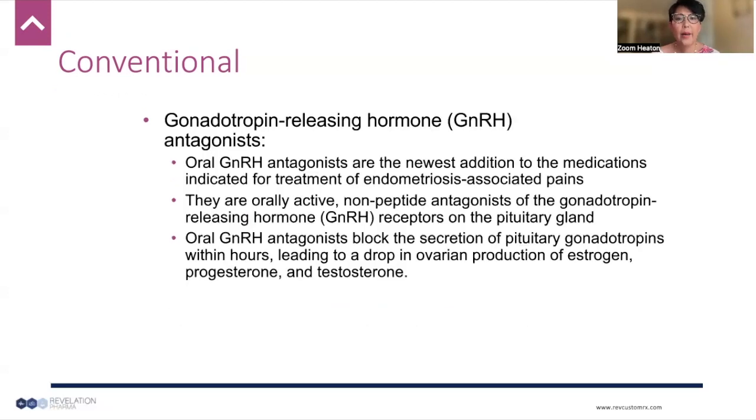So here we have the gonadotropin releasing hormone antagonists. They're a newer addition to the medications that are indicated for endometriosis-associated pain. They're orally active, non-peptide antagonists of the gonadotropin releasing hormone receptors on the pituitary gland. And these antagonists block the secretion of pituitary gonadotropins within hours, leading to a drop in ovarian production of all of your vital hormones, estrogen, progesterone, and testosterone.